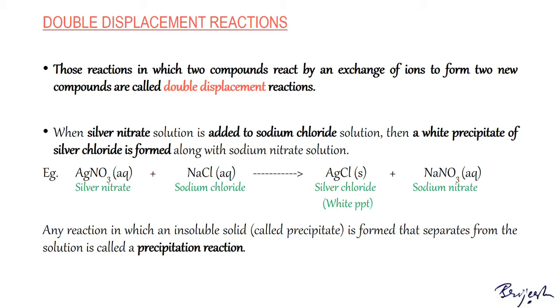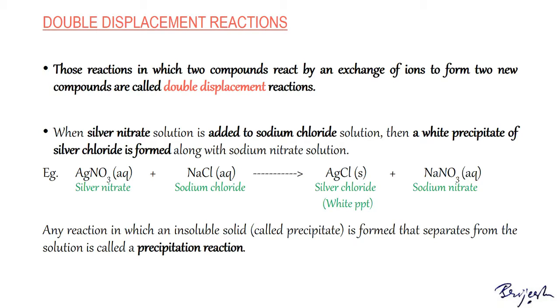First, when silver nitrate solution is added to sodium chloride solution, a white precipitate of silver chloride is formed along with sodium nitrate solution. Listen to the description carefully. In this double displacement reaction, two compounds, silver nitrate and sodium chloride, react to form two new compounds, silver chloride and sodium nitrate. An exchange of ions takes place in this reaction.